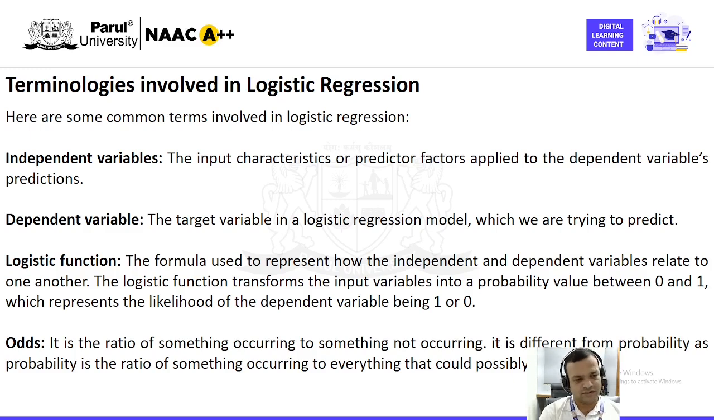Okay. Odds: it is the ratio of something occurring to something not occurring. It is different from probability, as probability is the ratio of something occurring to everything that could possibly occur. So there are some terminologies which are involved in logistic regression.